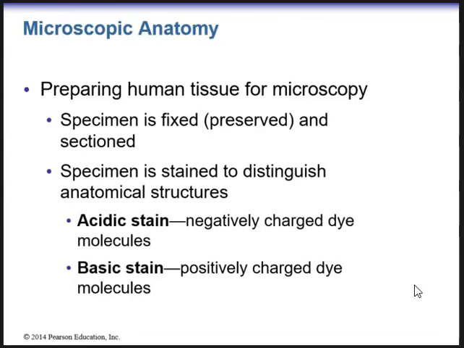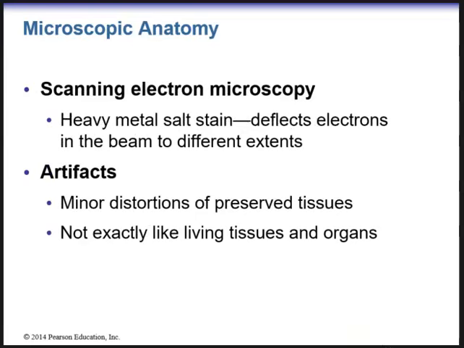So a specimen is stained to distinguish anatomical structures. We can use an acidic stain, which uses negatively charged dye molecules, or a basic stain, which uses positively charged dye molecules. Now, for scanning electron microscopy, we need to use a heavy metal salt stain, which will then deflect electrons in the beam to different extents.